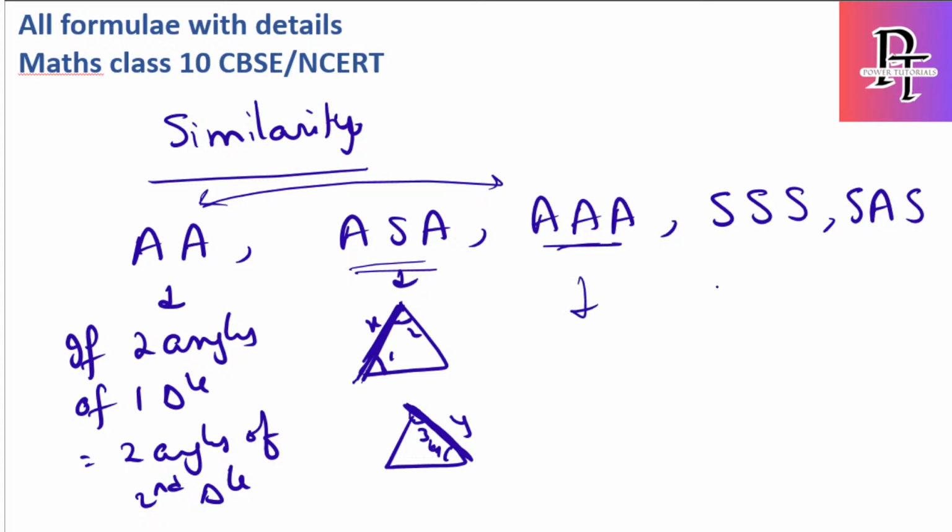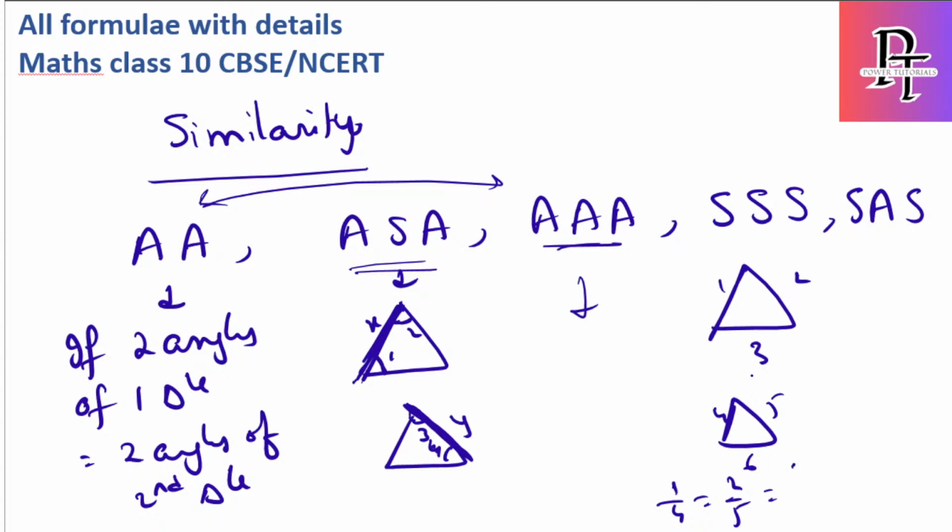For SSS, all three sides should be proportional. If 1, 2, 3 are the sides of the first triangle and 4, 5, 6 are the sides of the second triangle, then 1 by 4 should be equal to 2 by 5, which should be equal to 3 by 6. All the corresponding side ratios should be the same, then you can say that both the triangles are similar. And the next one, two sides and one angle: if these two sides are proportional and the included angle is equal, then I can say that both the triangles are similar.